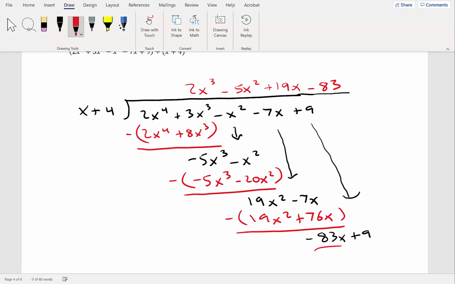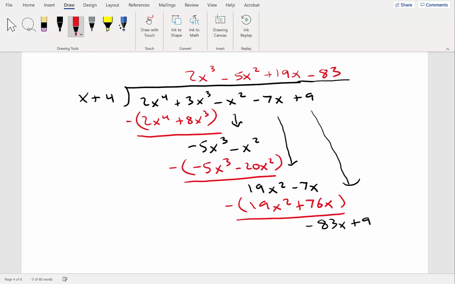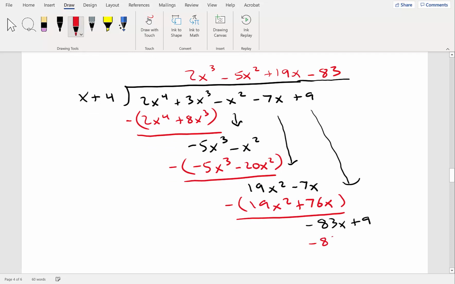Okay, let's go ahead and multiply. So negative 83 times x, I get negative 83x. Negative 83 times 4. Okay, let's see what that's going to give us. Okay, that gives us negative 332. Now let's subtract.